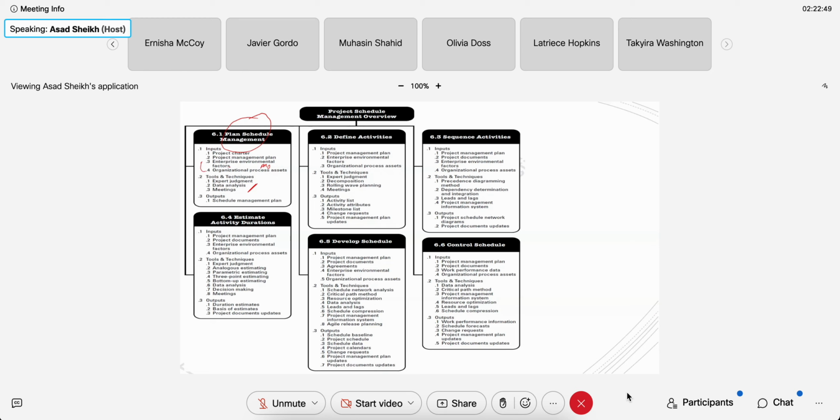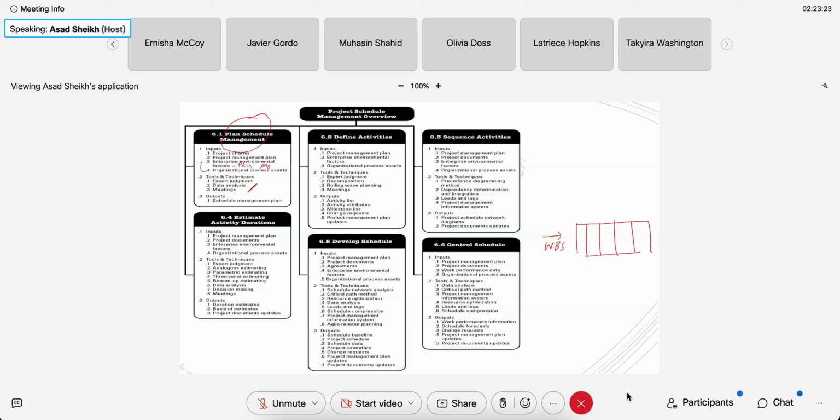Enterprise environmental factors are all the policies that you may have in your company. So these are just your inputs to the planning process. But to give you a clearer input, your input to schedule is your WBS. That's what your input is to the scheduling process. And so we can look at the scheduling process steps.